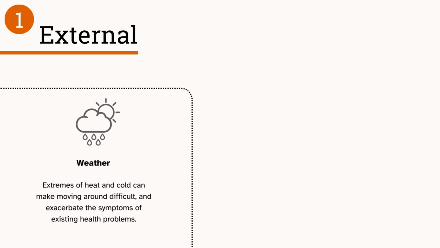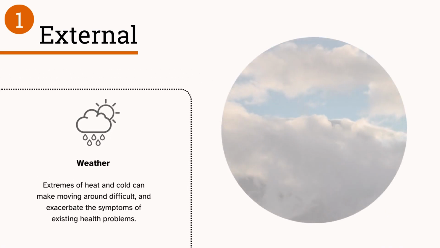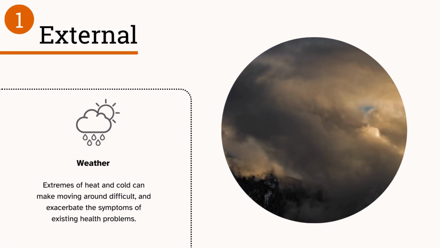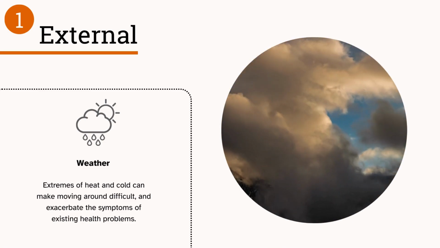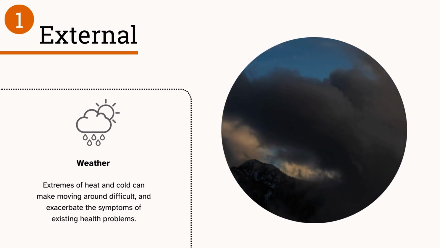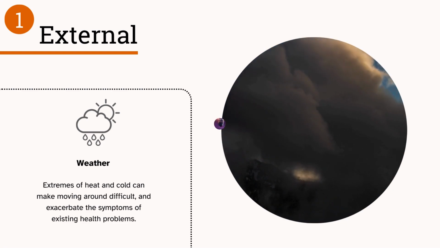One final example of an external barrier is the weather. If access to your volunteering site is impacted by the weather, or if the site itself becomes very hot or cold, this can be more than just an inconvenience for some volunteers, potentially exacerbating the symptoms of existing health problems.